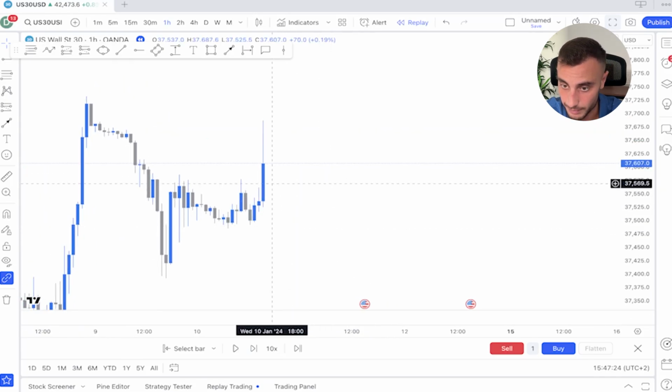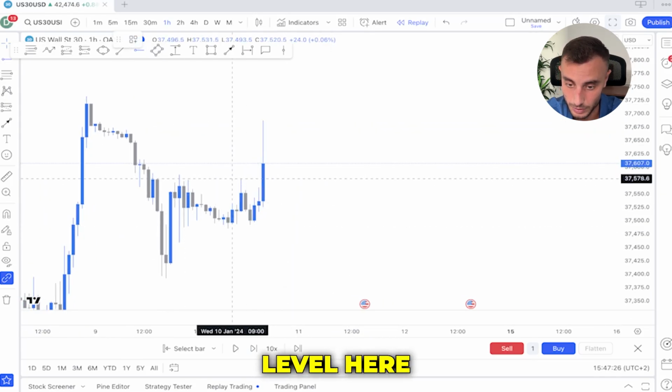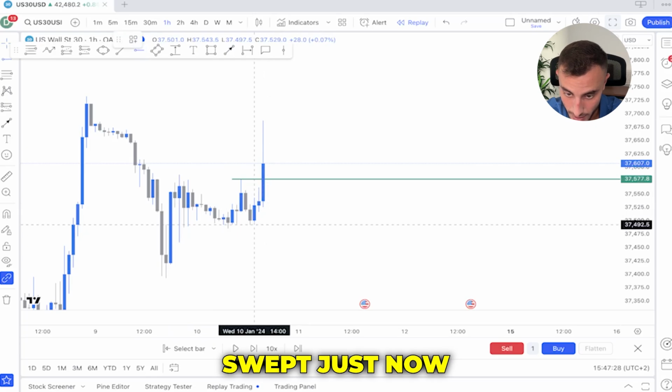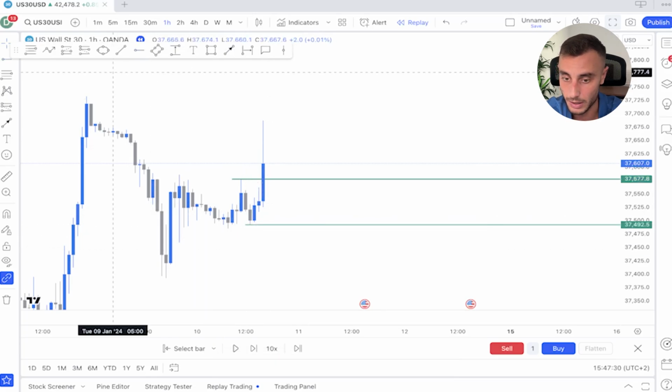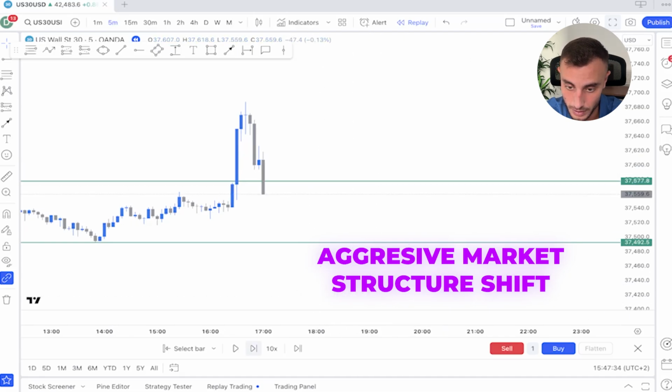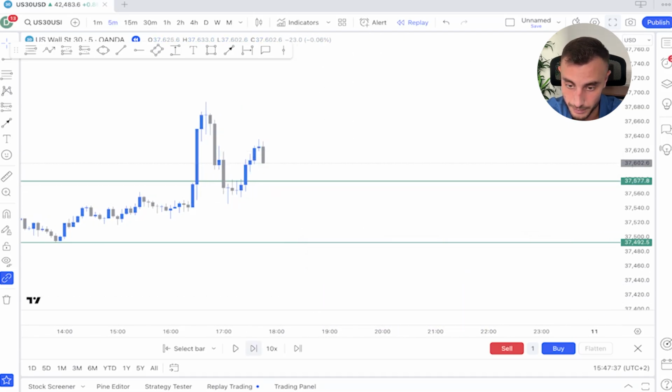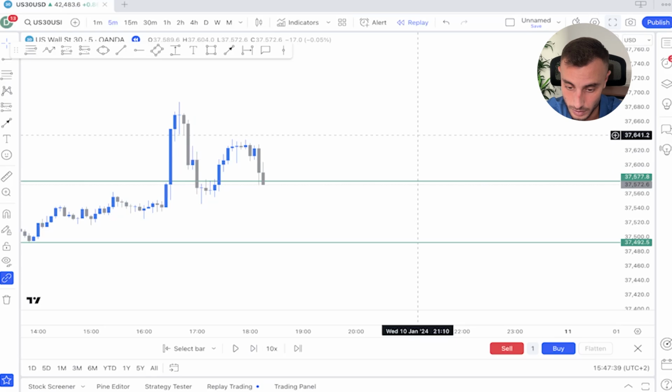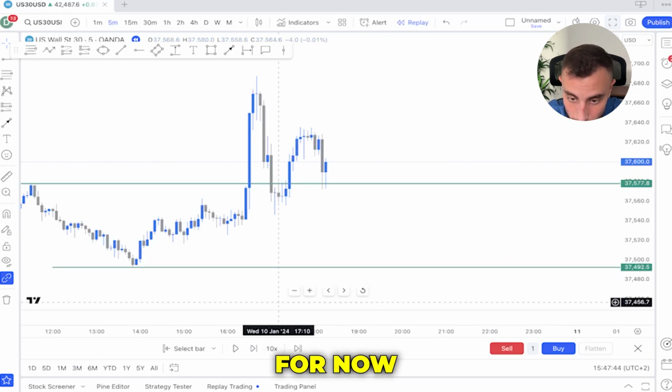All right, so we're here. We can see that we had a liquidity level here that has been swept just now. And we have another one right here. So now we can go on the 5-minute and look for an aggressive market structure shift. Let's see. We have no shift for now.